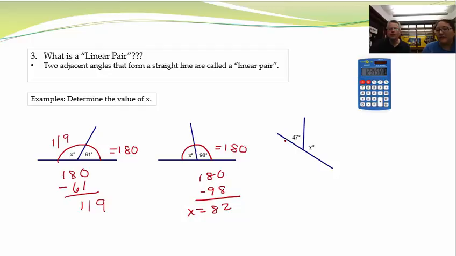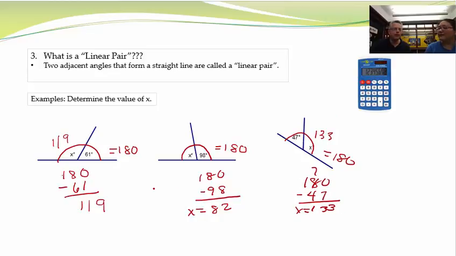Correct. On this angle here, the same thing, 180. So 180 minus 47, we'll go for 133. So this angle will be 133.